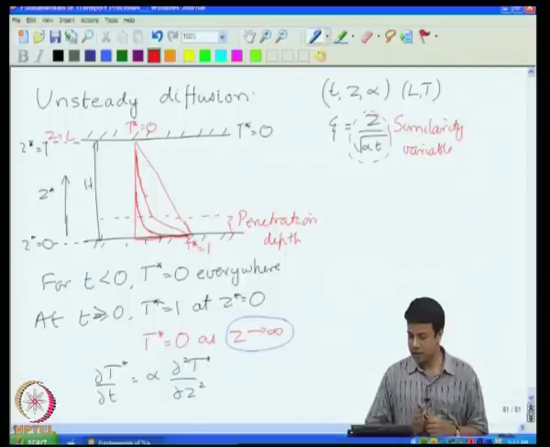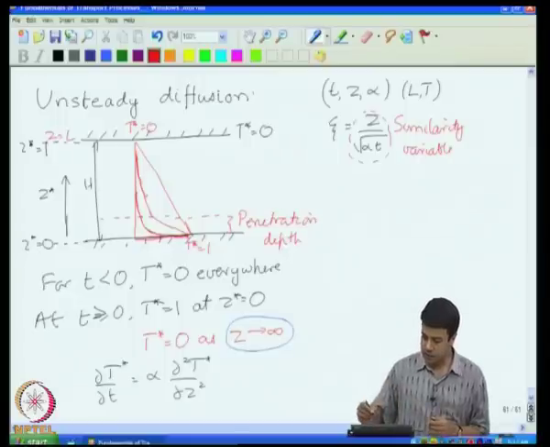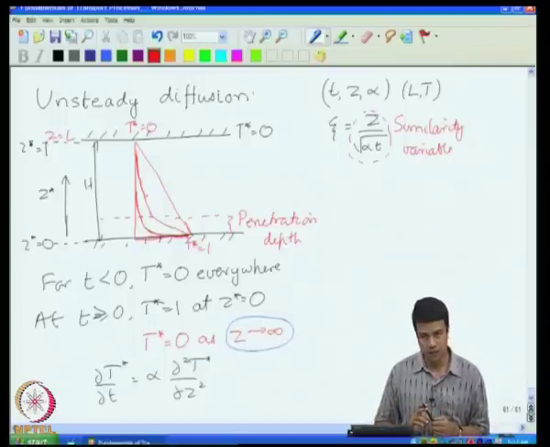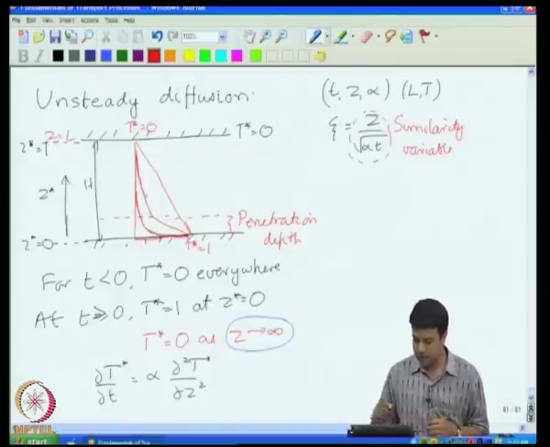And that effectively reduces the problem from two independent variables z and t to just one independent variable, which is a dimensional necessity, because there are no other dimensionless groups that I can form in the problem. So, if the temperature field depends only upon this dimensionless similarity variable, then I should be able to express my entire equation in terms of that variable alone. So, what I need to do is to express the derivative with respect to z in terms of the derivative with respect to psi, and the derivative with respect to t also in terms of the derivative with respect to psi.